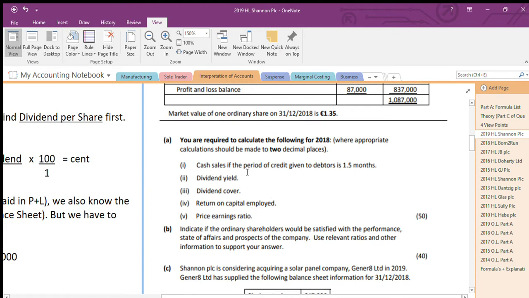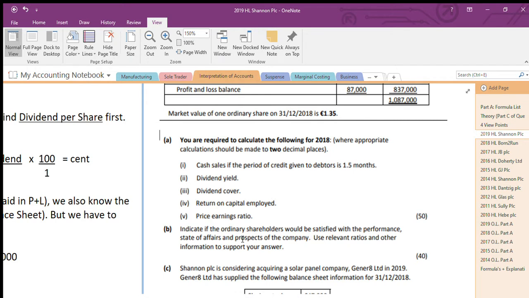I have videos up that I had done previously that go through how to calculate the ratios. You have the list of formulas. It's just a case of knowing which ones to use and then just putting in figures. Part B is always the same as well. So part A is always on ratios. Part B is a report.